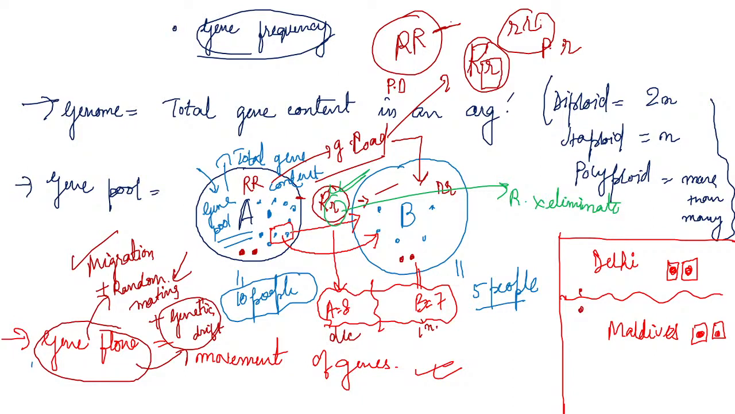This was the recessive population. So this B was the recessive population, and that's why it was containing a smaller number of people. A was a dominant population, so it was containing more people, right? But due to migration, random mating, and genetic drift or gene flow, what do we get to see?